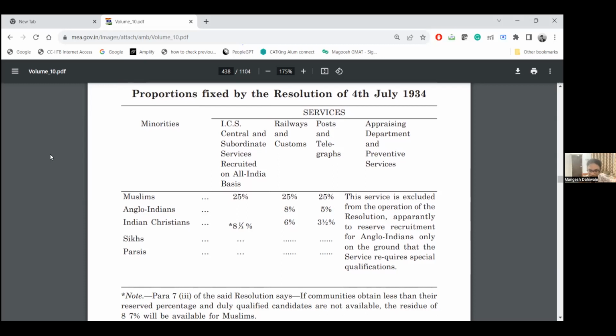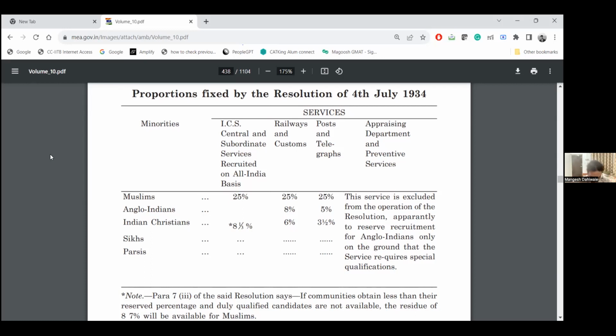Babasaheb's statement, I won't die a Hindu, is a very wrongly interpreted statement. He said that I won't die calling myself a Hindu. So there is a vast difference between I won't die as a Hindu and I won't die calling myself a Hindu. He was never attuned to the idea of Hinduism. He has never taken the mantle of being a Hindu.